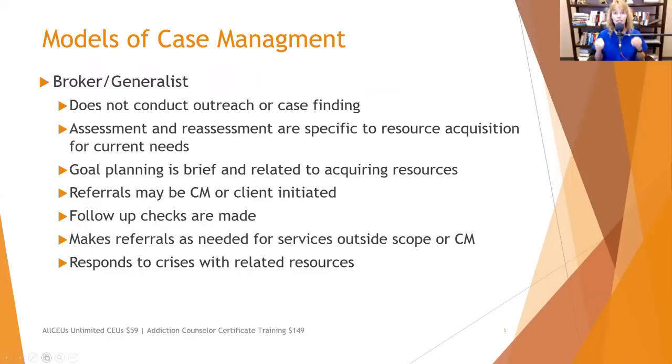Their goal is to make sure that you are able to access all of the services and resources you need to get your needs met. They provide assessment and reassessment specific to resource acquisition for current needs. So they've got a checklist. It's not going to be talking about feelings and needs and all this other stuff. We're going to talk about the nitty-gritty from a biopsychosocial perspective, thinking Maslow's hierarchy. What does this person need in order to be happy, healthy, and independent?